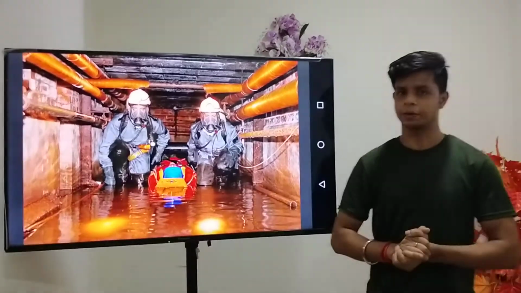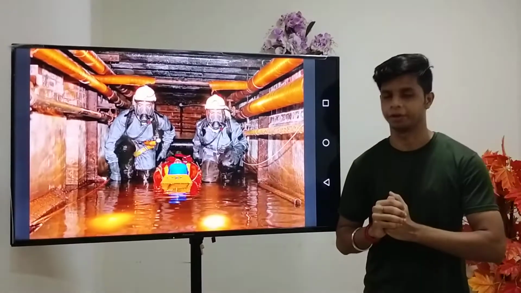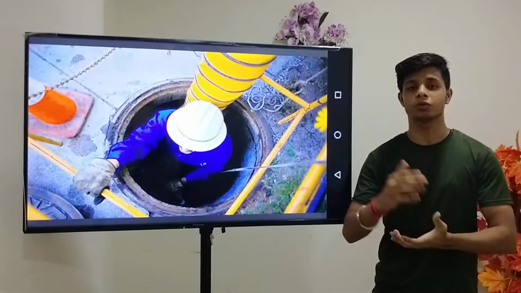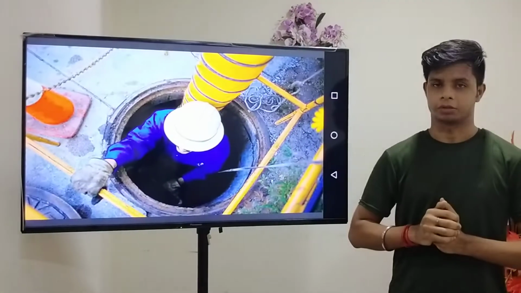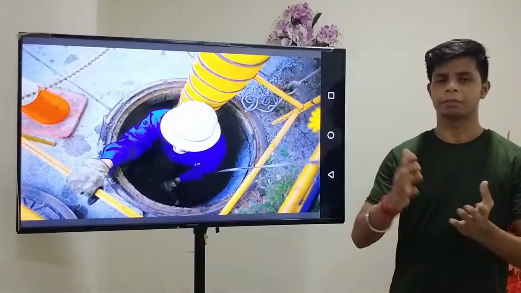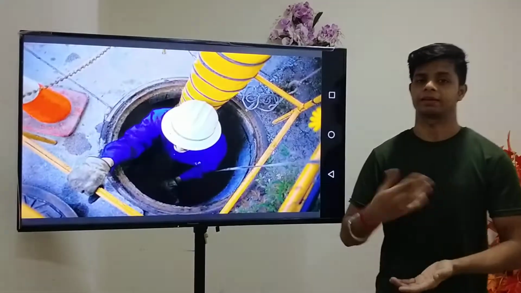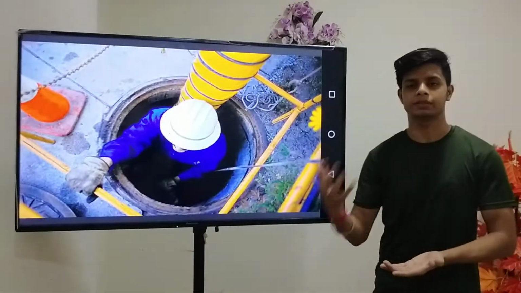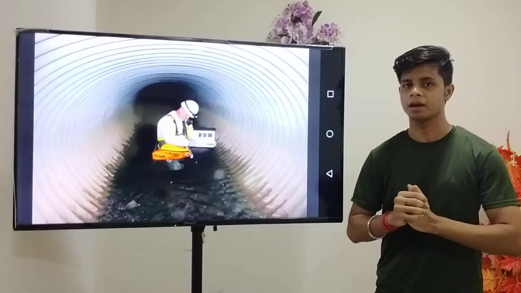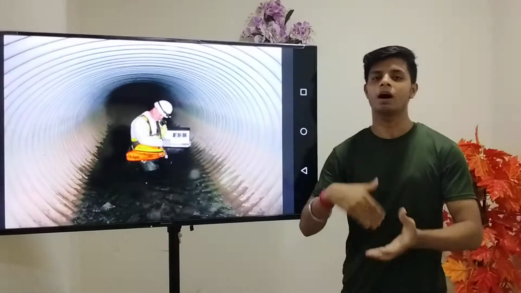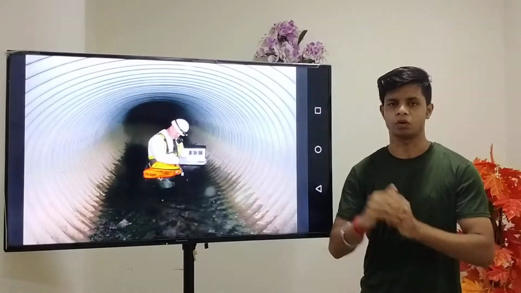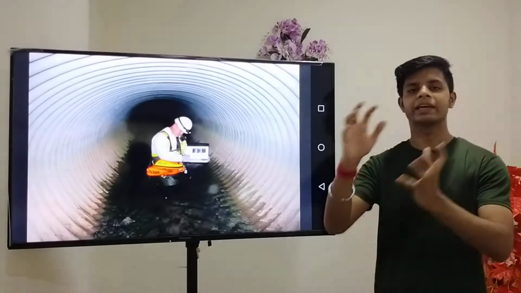Now if we come to the safety precautions. First of all, if you want to enter a confined space, you need to obtain a permit from a recognized person. It may be your safety supervisor, safety officer, it may be anyone. Inside the permit there will be one section of testing. After taking the permit, you need to test the particular confined space with regard to the different types of gases present inside. If the gases detected inside the space are in sufficient ratio or at a safe level, you can get entry inside.